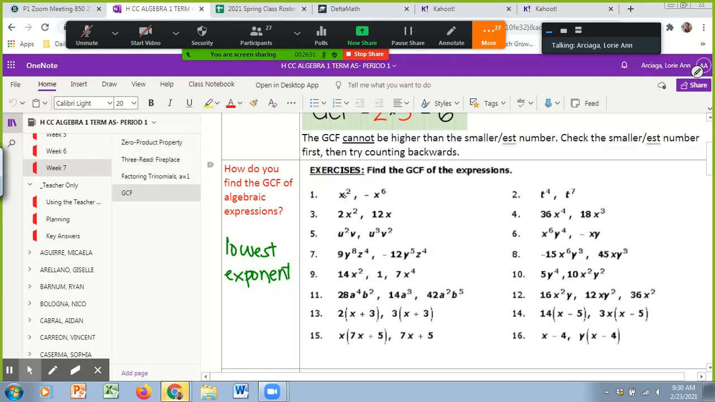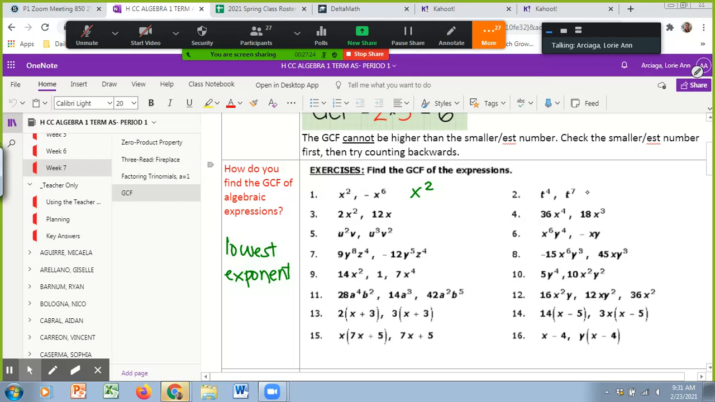So if this is x squared and this is x to the 6, what is the lower power between the two? Definitely it's x to the second power. That's the most that the other one can also have, right? So the GCF here will be x to the second power. Similar to when we were doing the numbers earlier, you look for the lowest number between what's given, and then you start counting backwards from there. Same thing here, look for the lowest exponent.